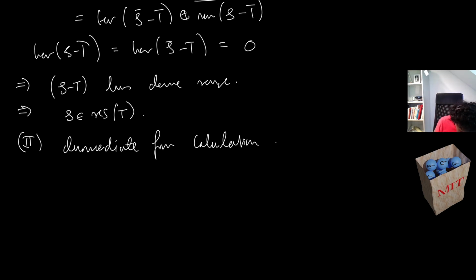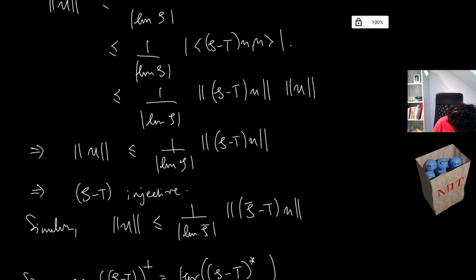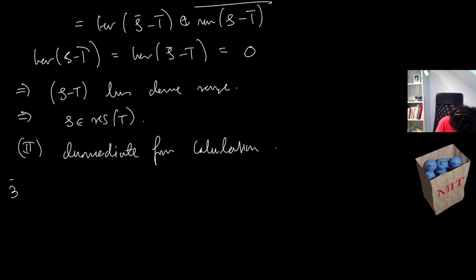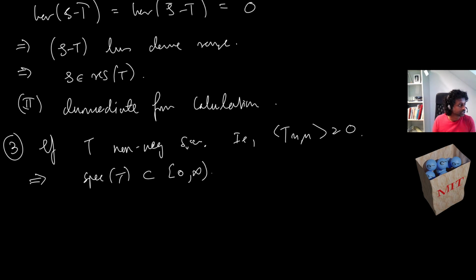So let me also just say very quickly, as a third example: if T is non-negative self-adjoint, i.e. the inner product of Tu with u is greater than or equal to 0, then that means that the spectrum of T is in 0 to infinity. Okay, so a similar calculation yields that.